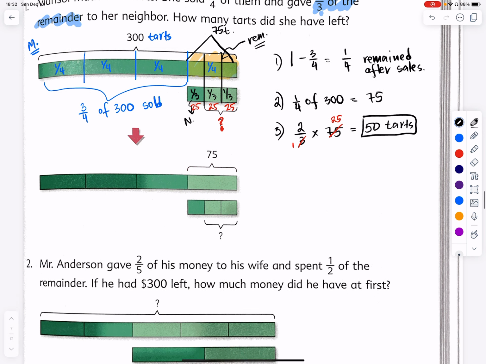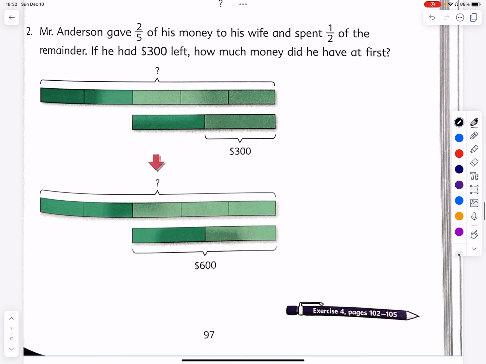Now, let's continue to problem number 2. Mr. Anderson gave 2/5 of his money to his wife and spent 1/2 of the remainder. Again, 1/2 of the remainder, not the starting amount, but whatever was left after he gave away. Reading comprehension is important. If he had $300 left, how much money did he have at first? So we want to find out how much money he had before he started giving away. So let's go step by step.